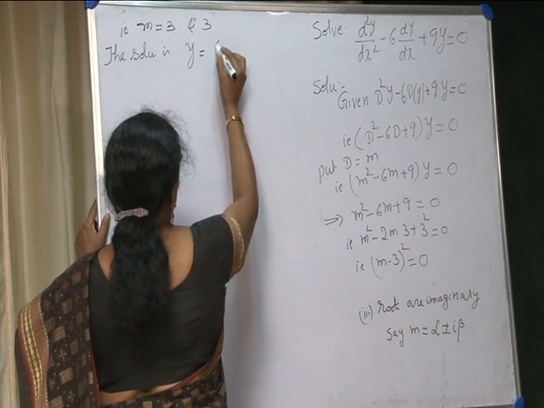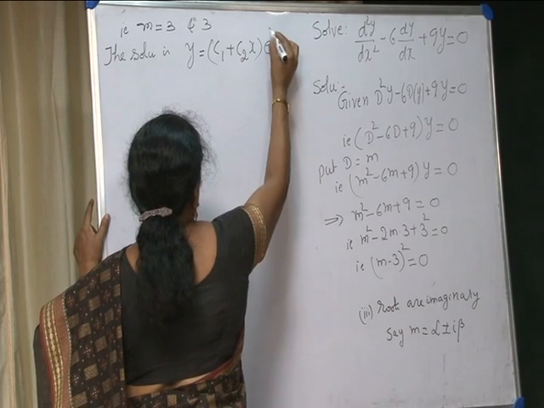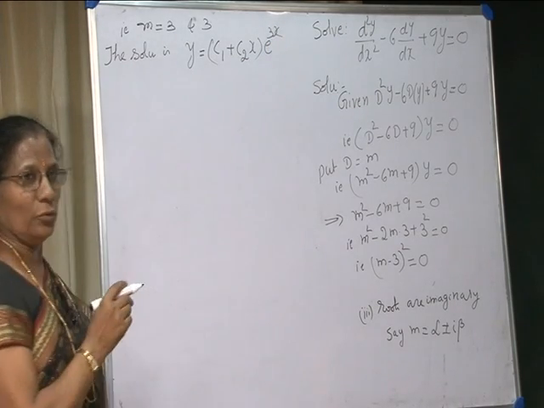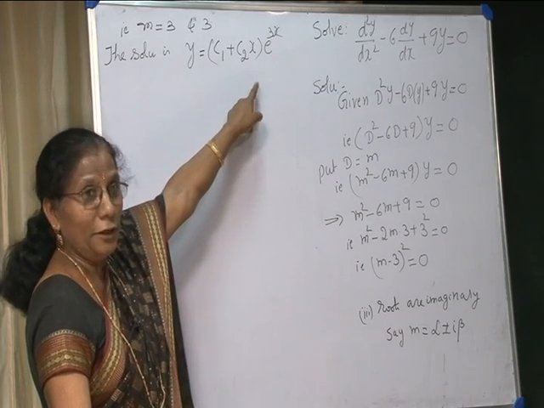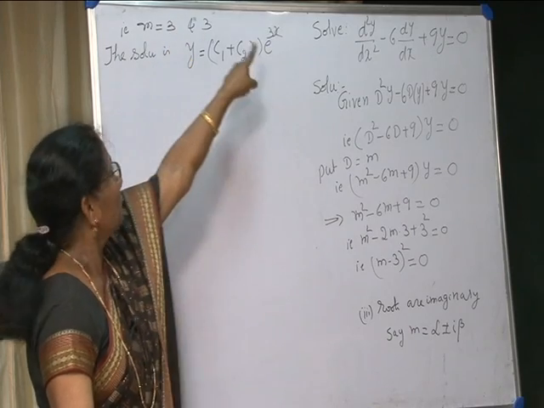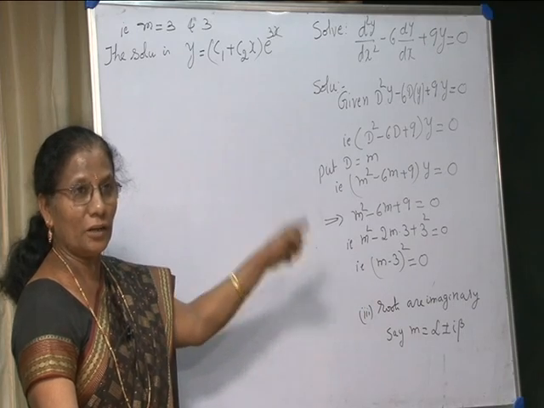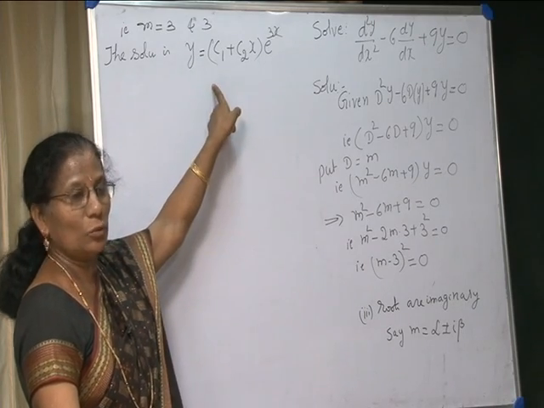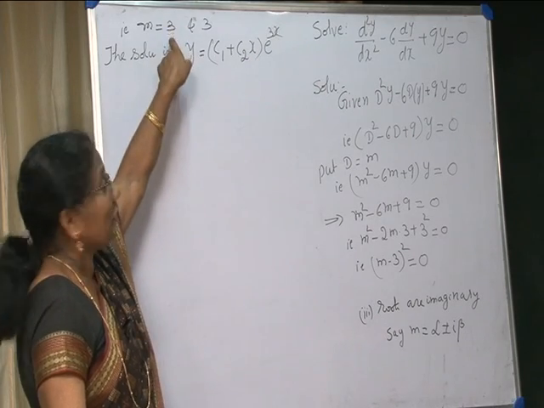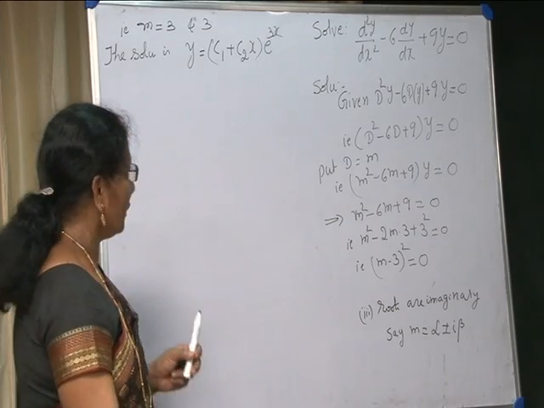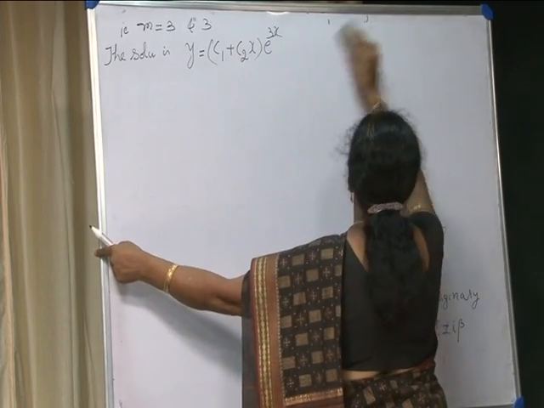y is equal to c1 plus c2x e to the power of 3x. When the roots are equal, then y is c1 plus c2x into e to the power of, what is the value of m? We have to write there, e to the power of 3x. When the roots are real and equal, we will get the solution y is equal to c1 plus c2x in the bracket e to the power of mx. m value is here 3. So when the roots are equal, that is how to find the solution of the given differential equation.